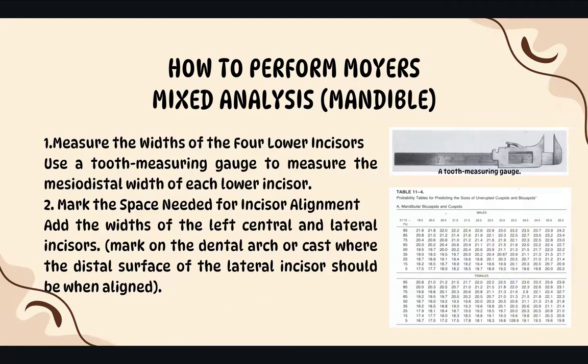And for how to perform Moyer's mixed analysis in the mandible, to begin the analysis, the dentist first uses special tools to measure the width of each of the four lower front teeth, known as the mandibular incisors. These measurements are added together to get the total width. Next, the dentist determines how much space is needed to properly align these incisors by adding the width of the left central and lateral incisor and marking this distance on the dental arch or a model.